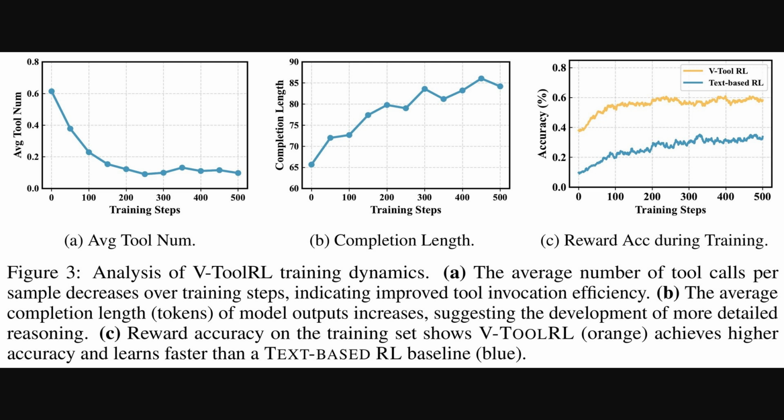Then, Part B shows that the completion length, which is the length of the model's output in tokens, or small pieces of text, actually increases, suggesting it's developing more detailed reasoning. Finally, Part C clearly shows V-TOOLRL in orange, achieving higher reward accuracy in learning quicker than the text-based reinforcement learning baseline in blue, reinforcing that visual feedback is indeed very helpful.